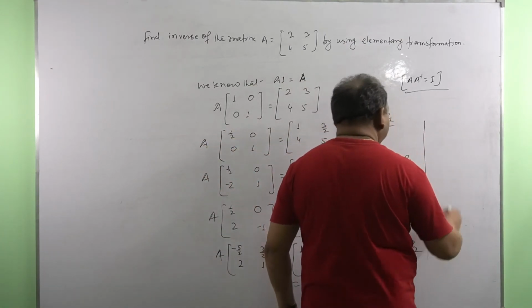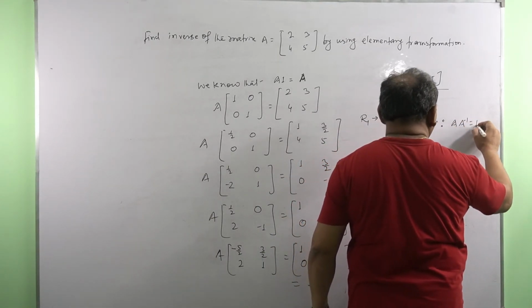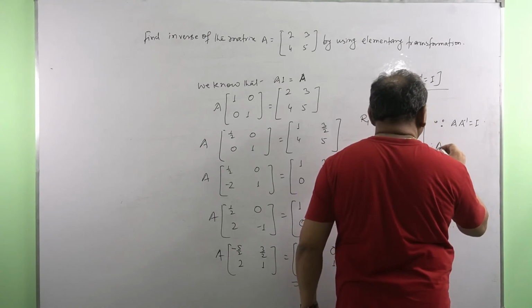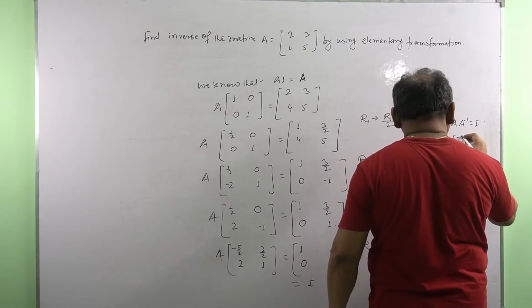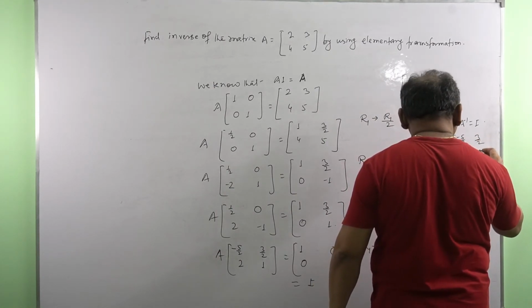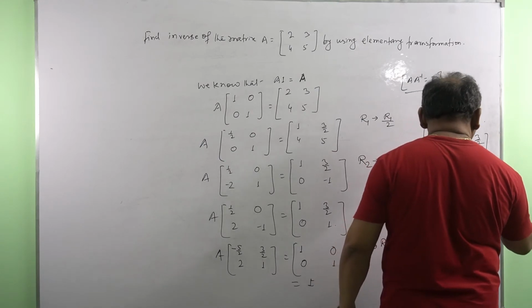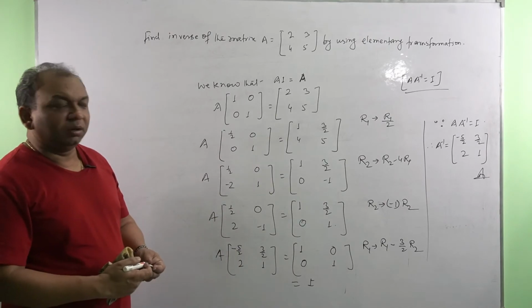So since A into A inverse is equal to I, therefore A inverse is equal to minus 5 by 2, 3 by 2, 2 and 1. This is the inverse of the given matrix A.